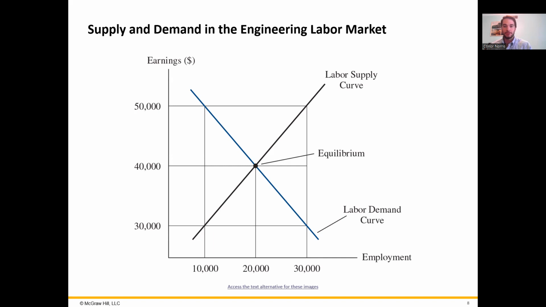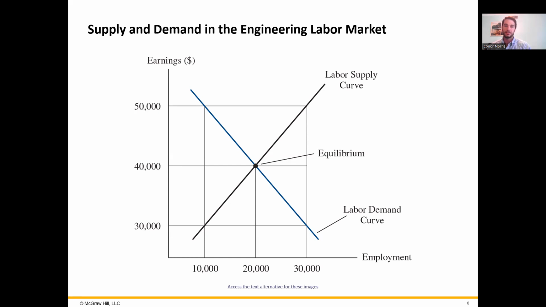Now, in this case, and in general, the labor supply curve slopes upwards because as firms offer more money, more people are willing to work. So in this example, if a firm offers wages of $30,000 per year, 10,000 people are going to be willing to work as engineers for that salary. But now let's say the firm raises their wages to $40,000 per year. The number of people willing to be an engineer increases to 20,000.